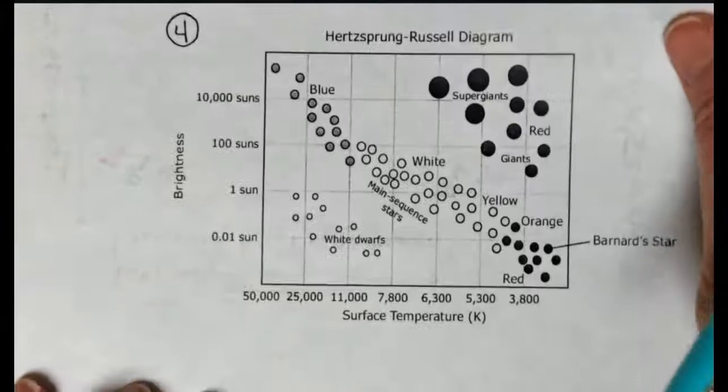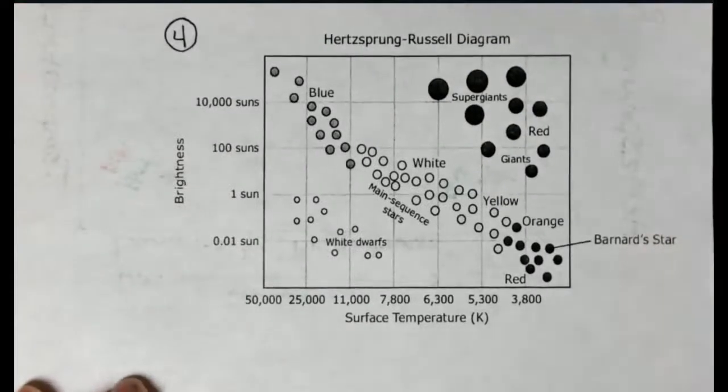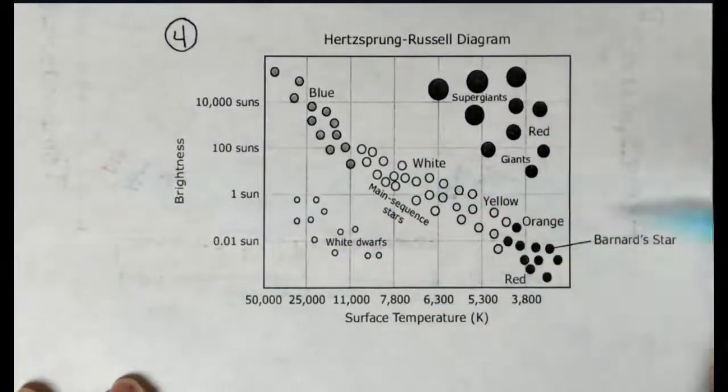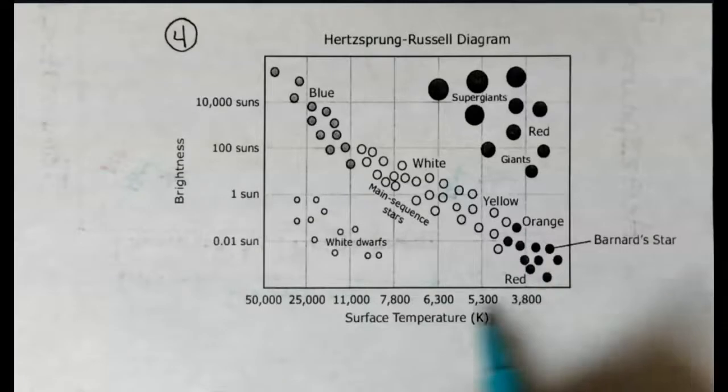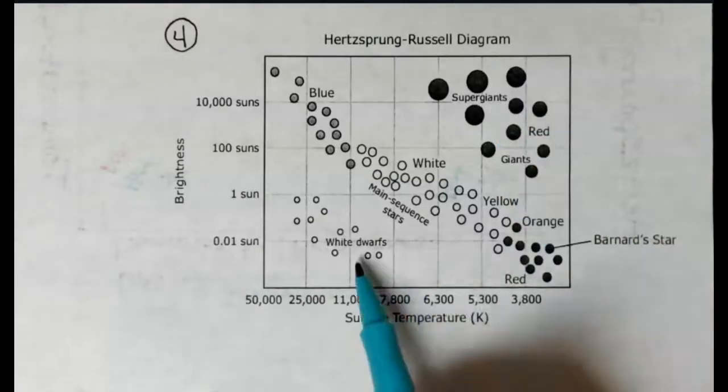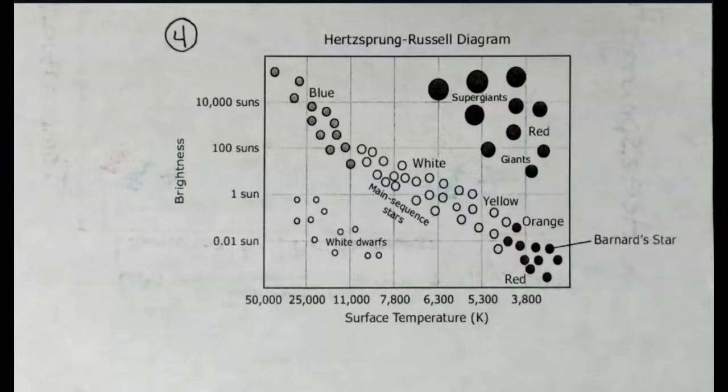And then finally, another example. You notice over here we have brightness referencing the number of suns. Remember I said we compare everything back to our sun. We have our surface temperature. Our groupings are labeled supergiants, giants, main sequence, and white dwarfs. So when you're given an HR diagram, it's really about just being able to read or interpret it.